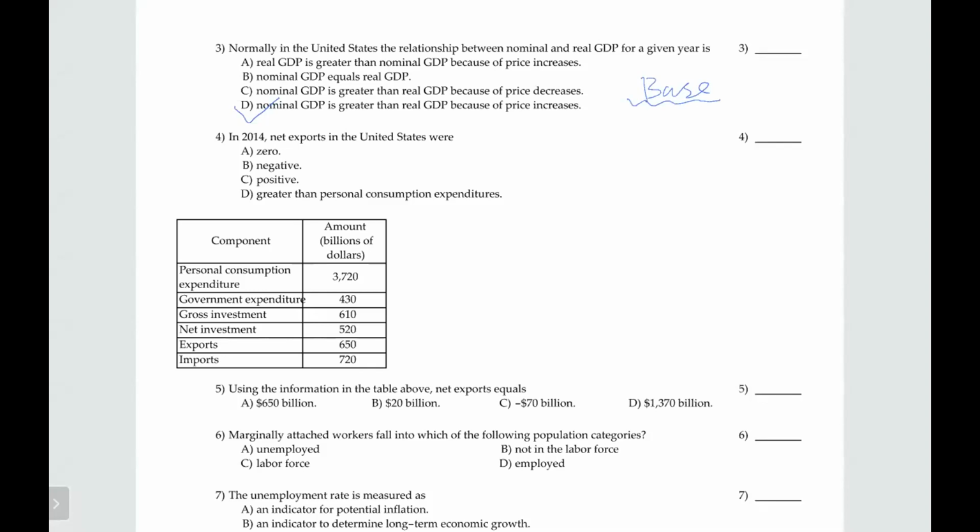Now, question number 4. In 2014, net export in the United States were, so this is just the basic facts. Usually the US is running a trade deficit, meaning our net export is less than import. Sorry, our export is less than import, and then net export is negative. This is 4.